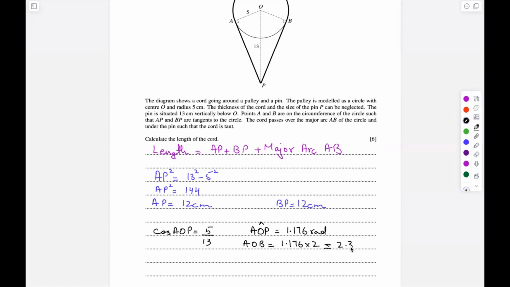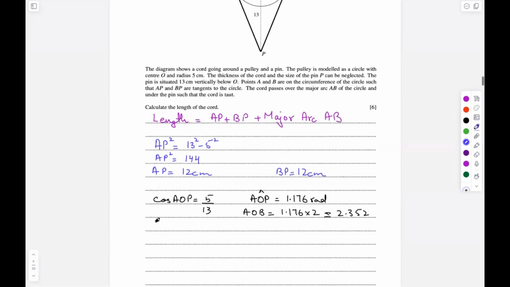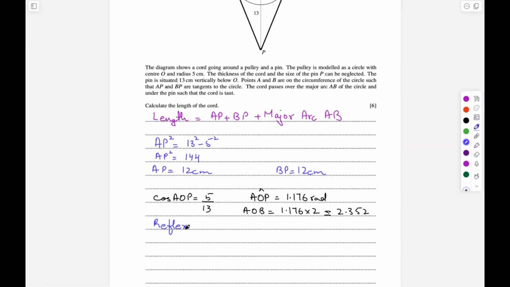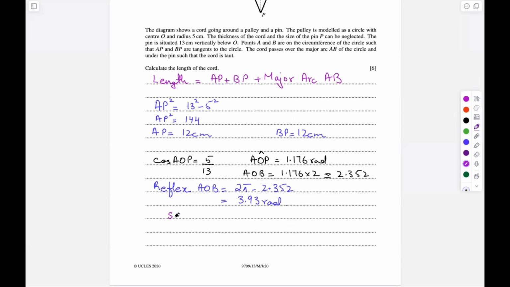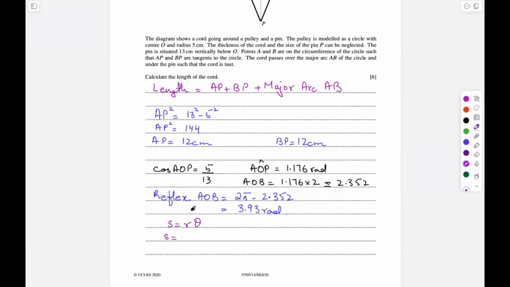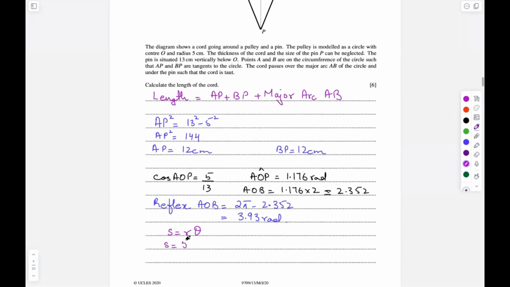Now, once we have this angle, we can subtract it from 2 pi to get the reflex angle AOB. So that will be 2 pi, which is 360 degrees, minus 2.352, which gives 3.93 radians. Now we can find the arc length using the formula S equals r theta. The radius given in the question is 5 centimeters, so this will be 5 multiplied by 3.93, which gives 19.655 centimeters.